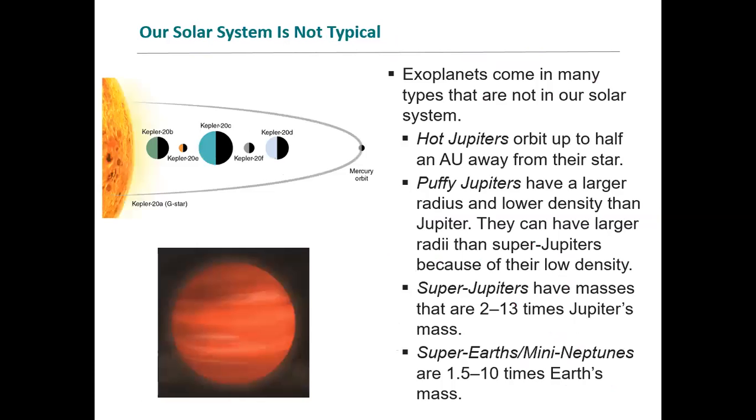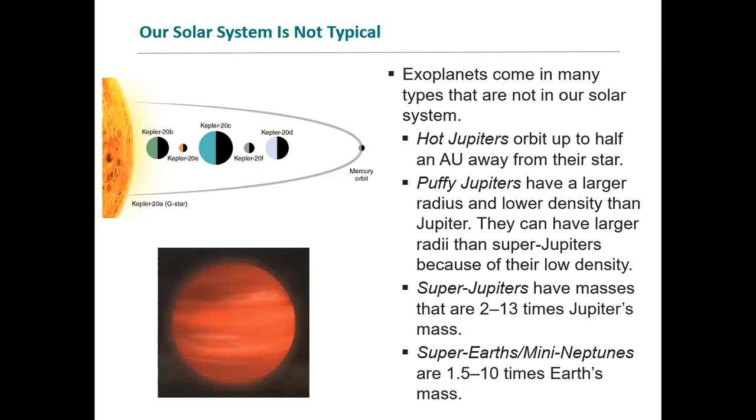Turns out our solar system's not that typical. It's not very normal, based on the thousands of systems we've seen, to have a bunch of rocky planets on the inner part and a bunch of gas giants on the outer part. It turns out we have sort of mixtures. We have, like I said, hot Jupiters, super Jupiters, puffy Jupiters, super Earths, mini Neptunes, all sorts of crazy stuff. In fact, if you look at Kepler 20a, a G star, you actually see a big planet followed by a small planet, followed by a bigger planet, followed by a bigger small planet, and then somewhere in between.